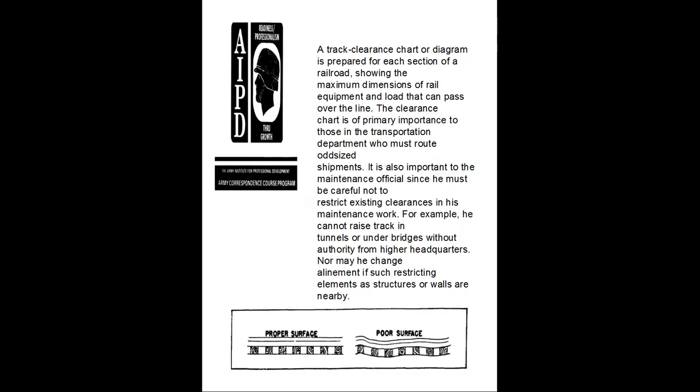odd-sized shipments. It is also important that the maintenance official see it. He must be careful not to restrict the existing clearance in the maintenance work. For example, he cannot raise the track in tunnels or under bridges without authority of the higher headquarters, nor may he change alignment if such restricting elements or structures or walls are nearby.